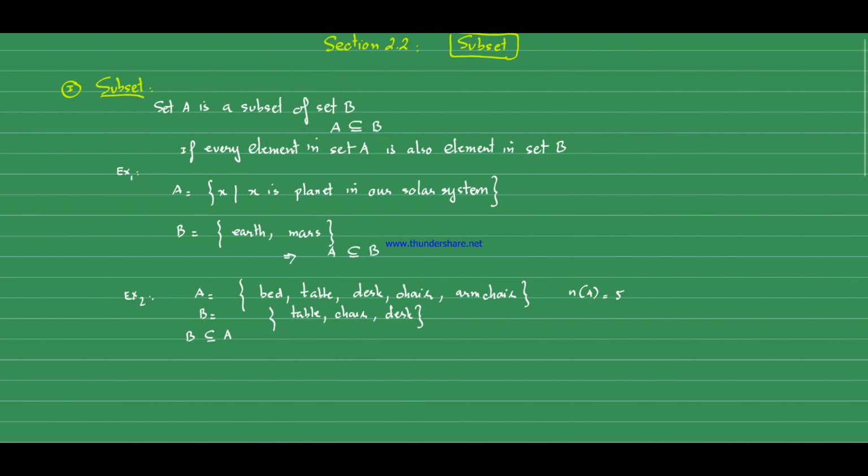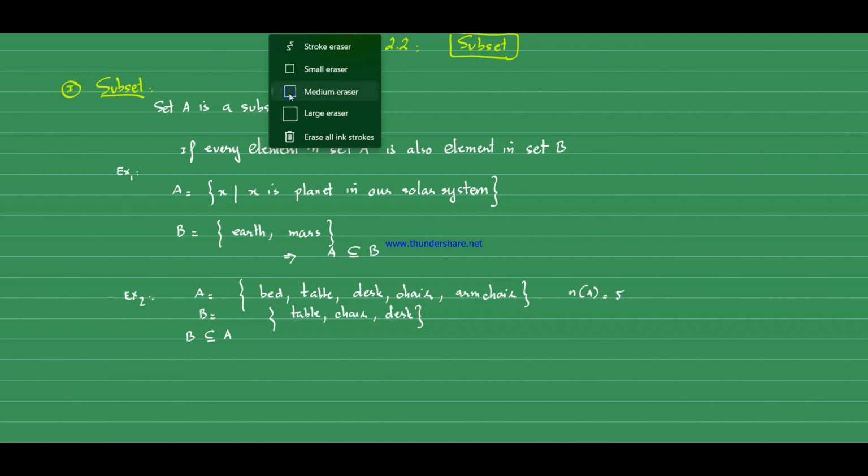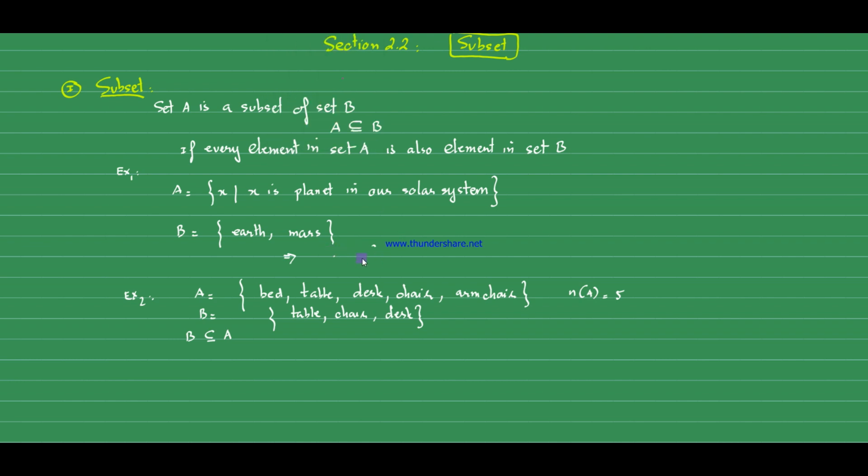Oh, I cannot use pen for this. I don't know why it's not working. Okay. Let me rewrite it. I put it the other way around. So B is a subset of A. So from here I can also say that B is a subset of A because all the elements in B are also elements in A.